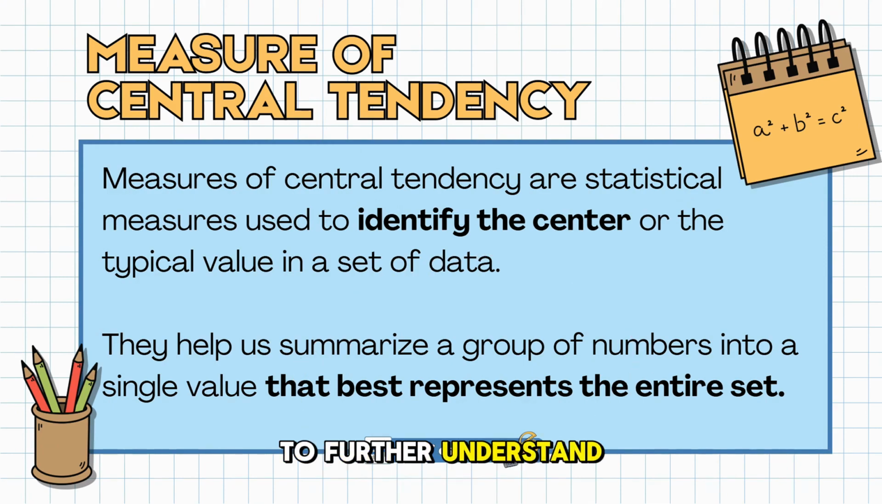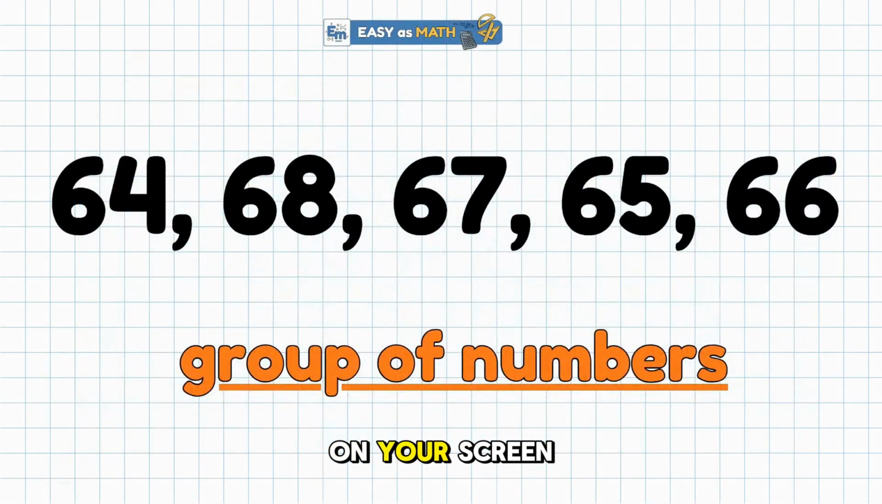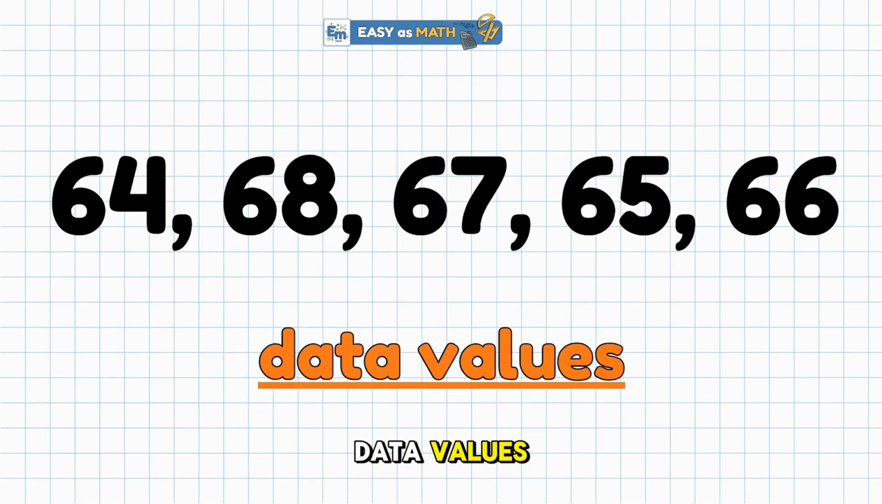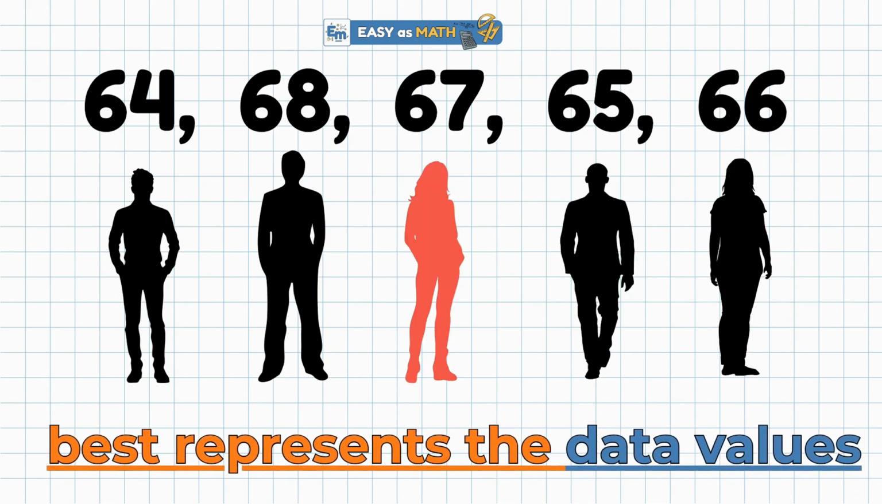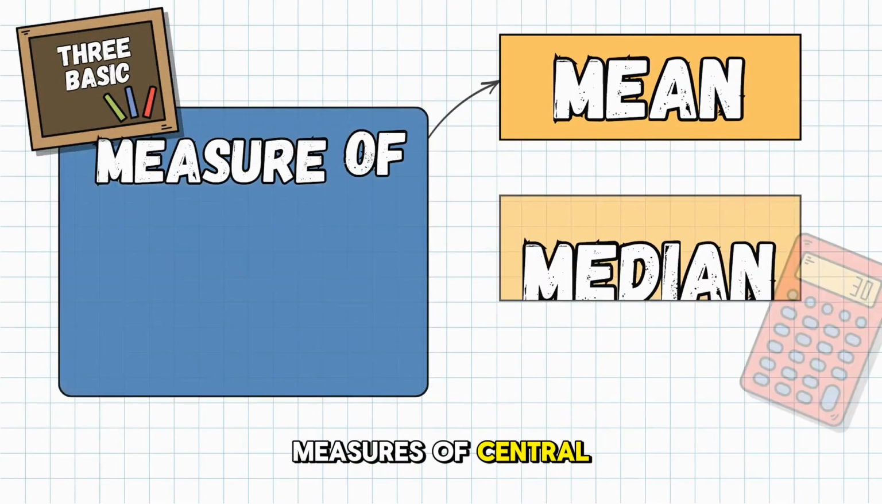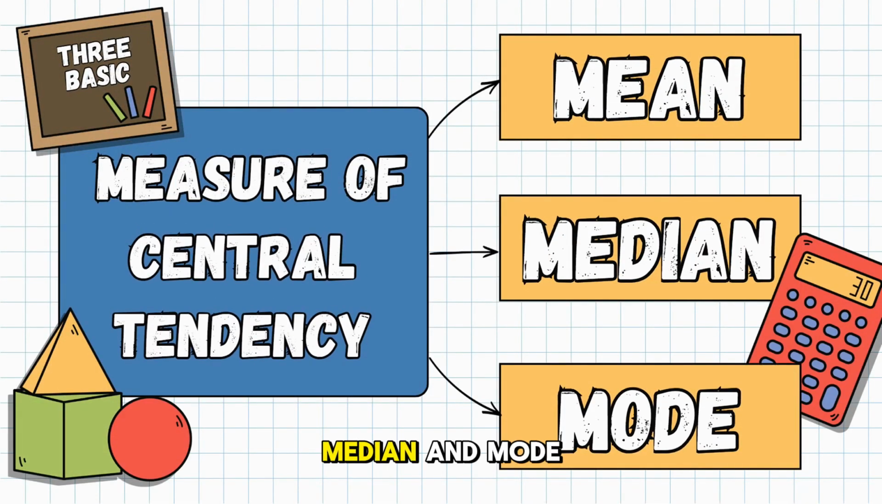To further understand measures of central tendency, let us consider this example. On your screen is a group of numbers. In statistics, a group of numbers is called a data set or data values. Imagine that this data represents the heights of Southeast Asians. Now, instead of describing each height one by one, measures of central tendency help us summarize the data using a single value that best represents the entire set. The three basic measures of central tendency are mean, median, and mode.